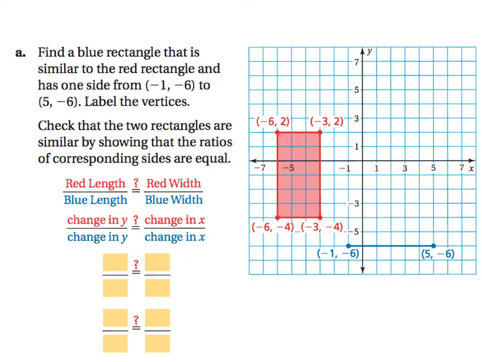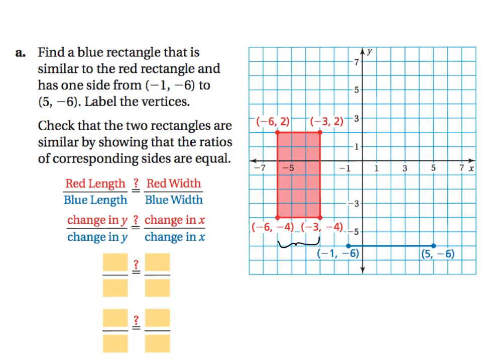So in A, it says this: find a blue rectangle that is similar to the red rectangle and has one side from (-1, -6) to (5, -6). And that's already labeled right here. Label the vertices. And then it says check to make sure these two rectangles are similar by showing that their ratios of corresponding sides are equal. So let's make a similar rectangle.